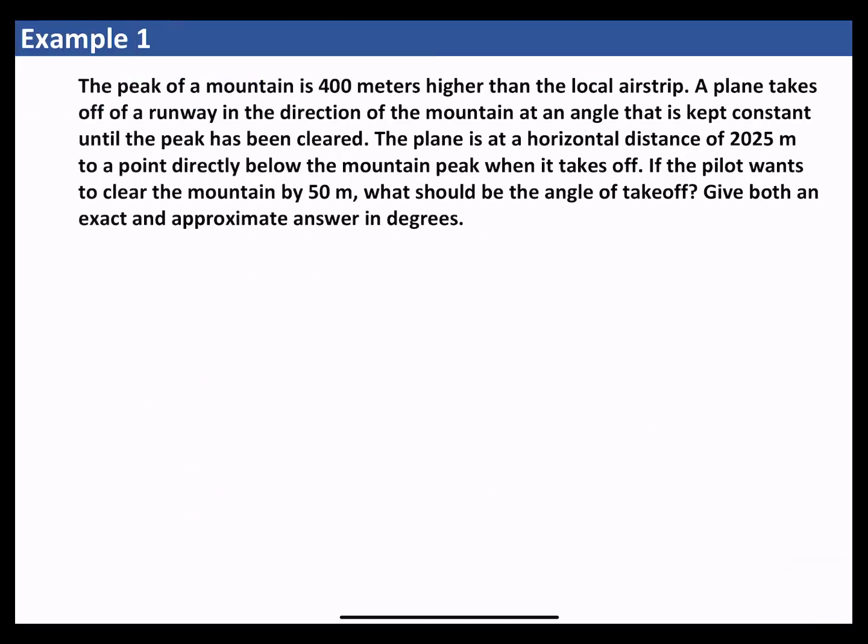So our first example states, the peak of a mountain is 400 meters higher than the local airstrip. A plane takes off on a runway in the direction of the mountain at an angle that is kept constant until the peak has been cleared. The plane is at a horizontal distance of 2,025 meters to a point directly below the mountain peak when it takes off. If the pilot wants to clear the mountain by 50 meters, what should be the angle of takeoff? Give both an exact and approximate answer in degrees.